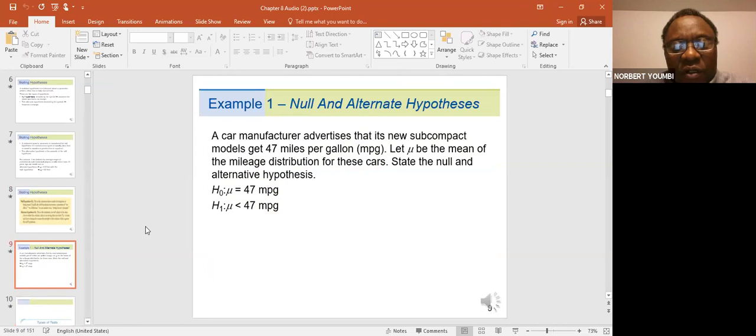A car manufacturer advertises that its new subcompact model gets 47 miles per gallon. Let mu be the mean of the mileage distribution of these cars. State the null and alternate hypothesis. H0 will be mu equals 47, and H1 will be mu is less than 47. When we say that the car can take up to 47 miles, that actually means that the average mileage is 47 miles or higher. So that is why the alternate hypothesis is that the average mileage is less than 47.